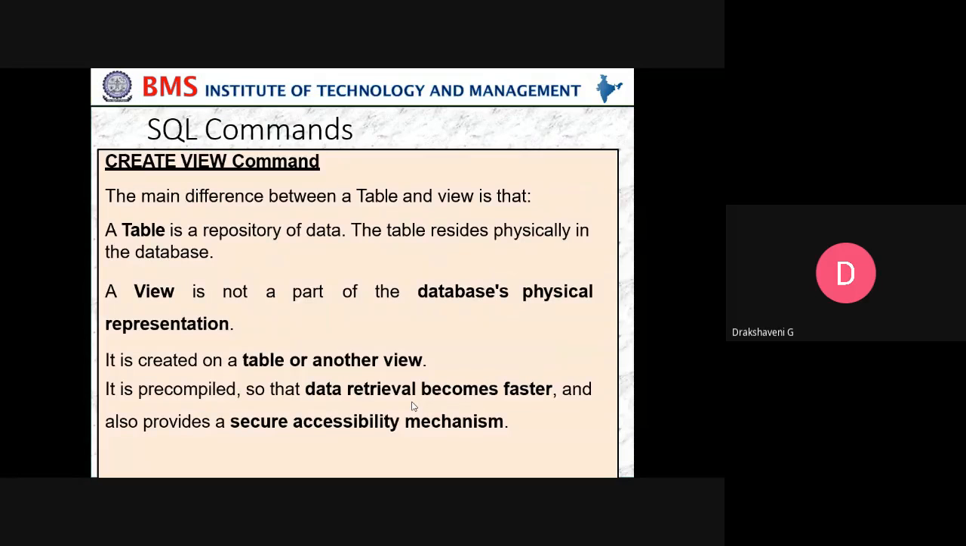Then we should know the main difference between the view and the table. The main difference is that the table is a repository of data. The table resides physically in the database. A view is not a physical part of the database. It is created on a table or another view. It is pre-compiled so that data retrieval becomes faster, and it also provides a secure accessibility mechanism. That's what the create view command is.